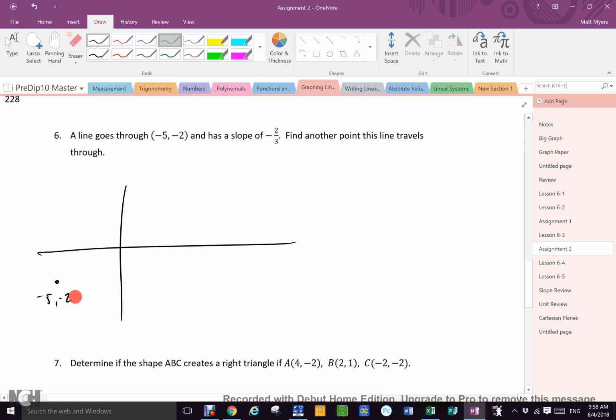And then what did you do? I went up to. Up to? I went down to, and right 3. To what point? Negative 8. No. No. No. Negative 2, negative 4. All right.